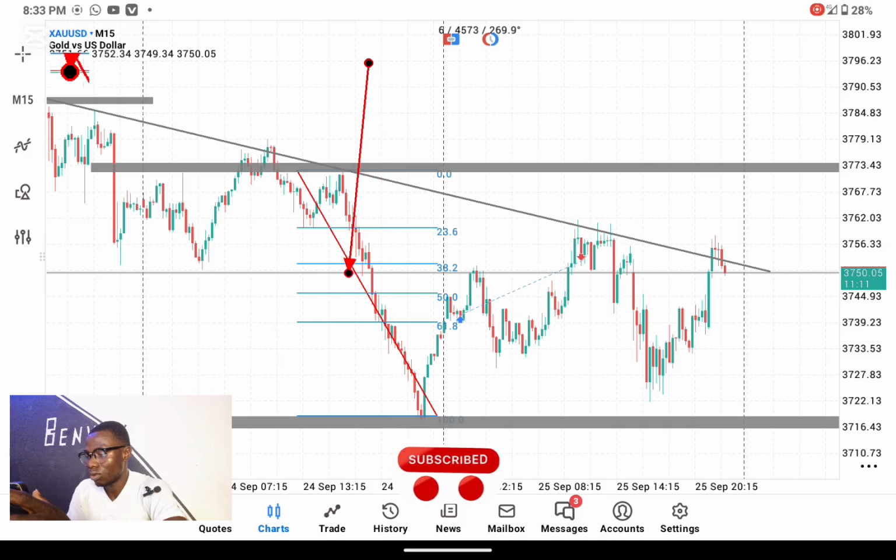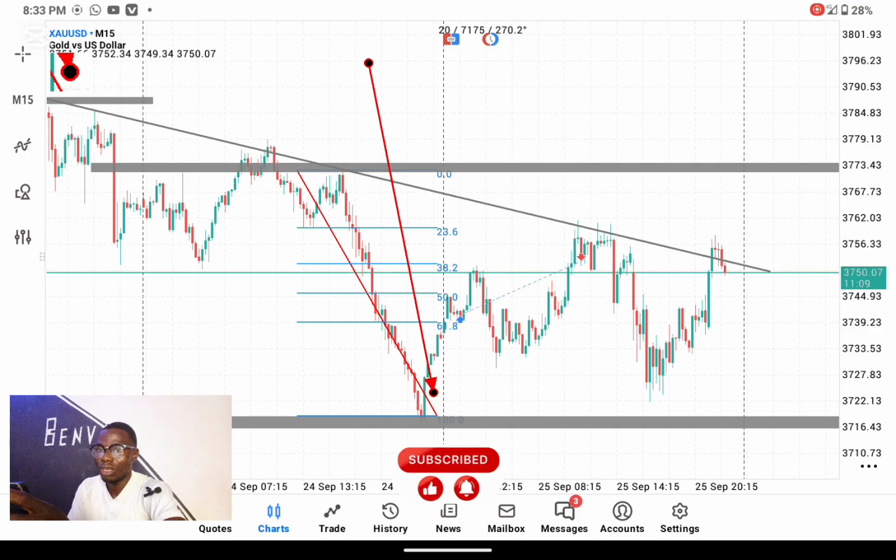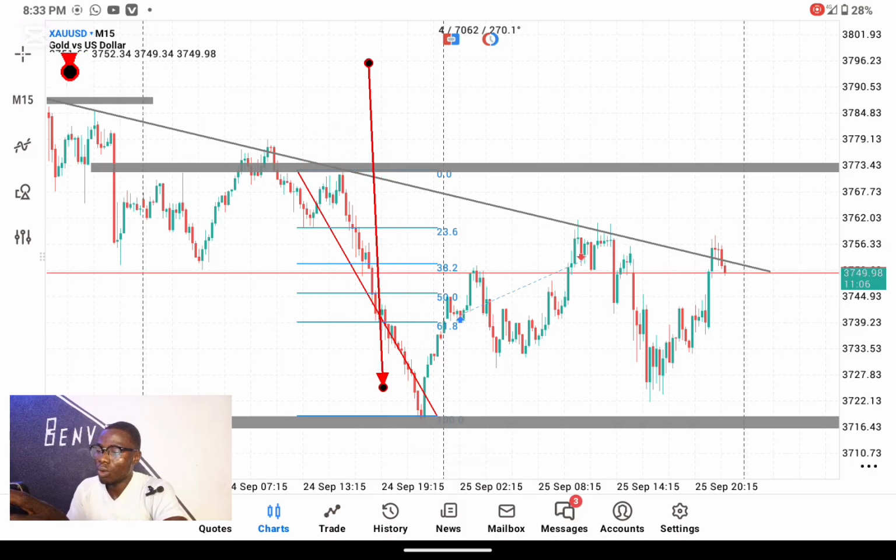The reason for using Fibonacci is to know the valid support or resistance zone, then you know where you join the trend from.